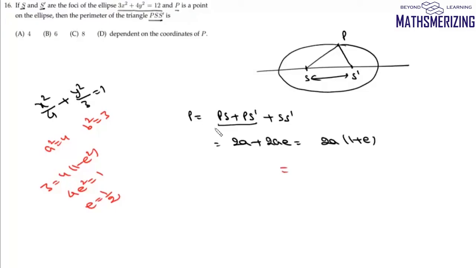So we can write this perimeter as 2. Now what's the value of a? A is also 2, and then 1 plus 1 by 2. So it'll be 4 into 3 by 2, and that's 6, and that's your option number B.